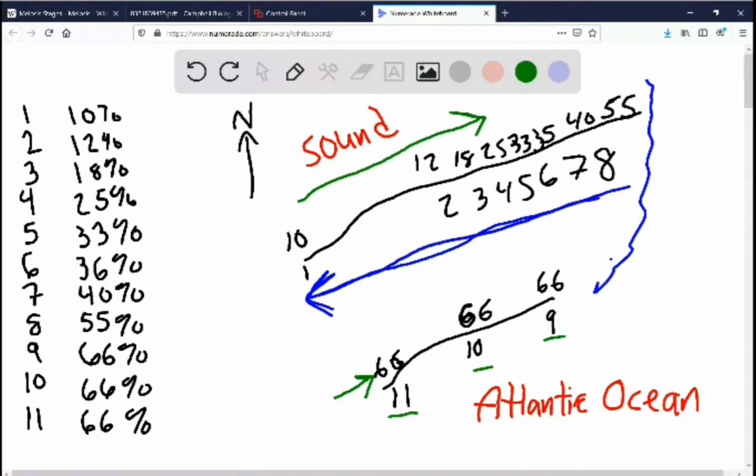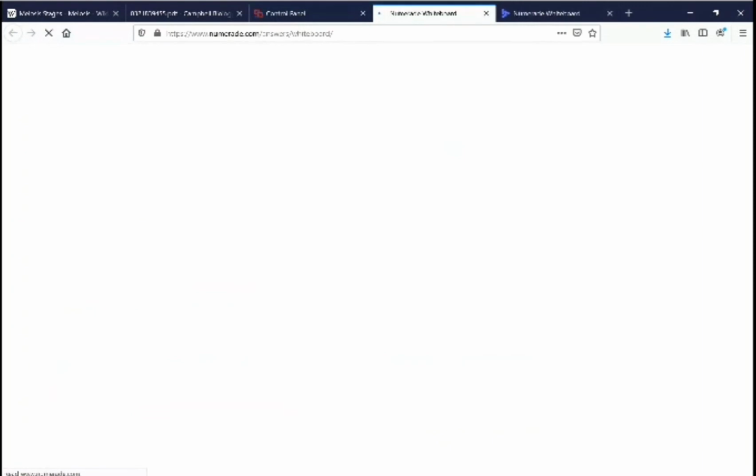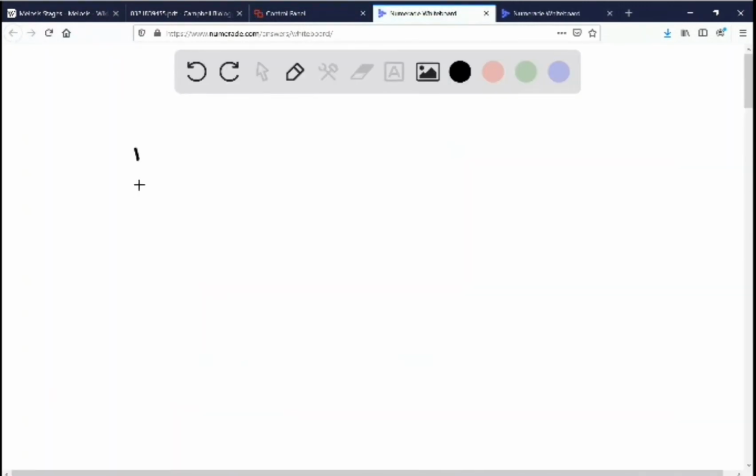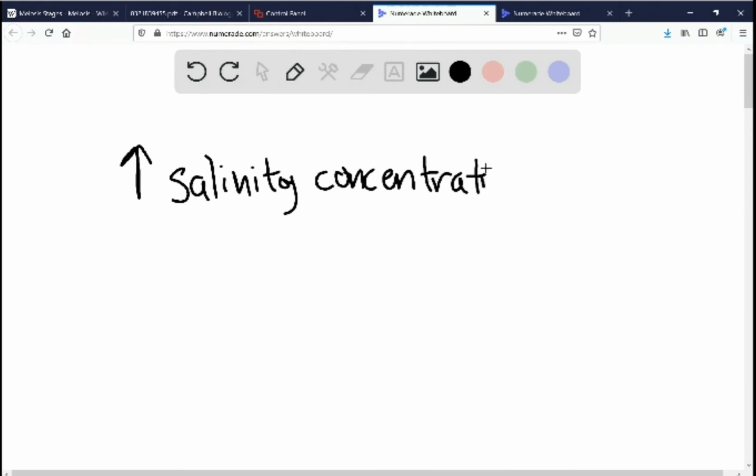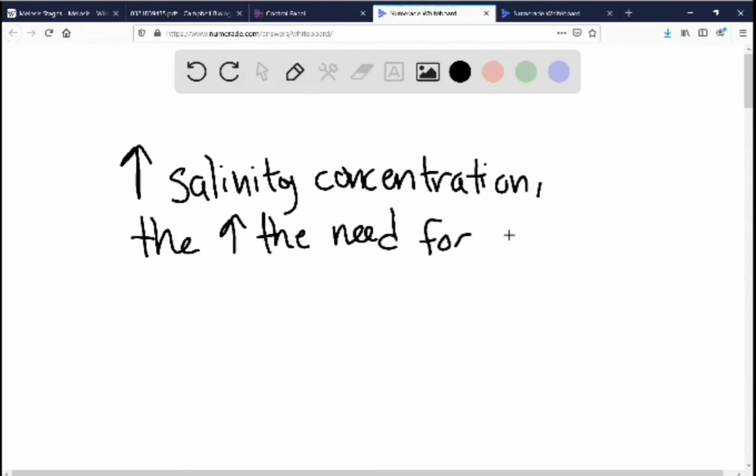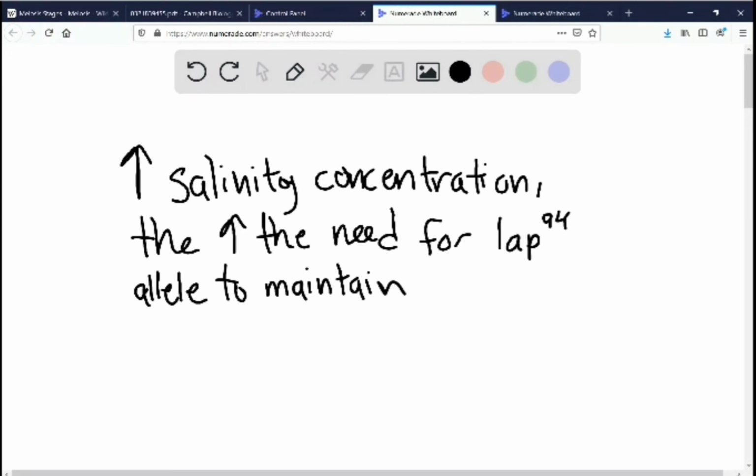So we can therefore hypothesize the following. We can hypothesize that the higher the salinity concentration, the higher the need for the LAP94 allele to maintain osmotic balance.